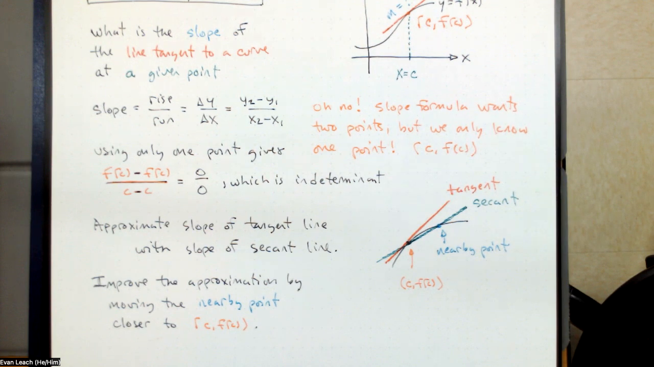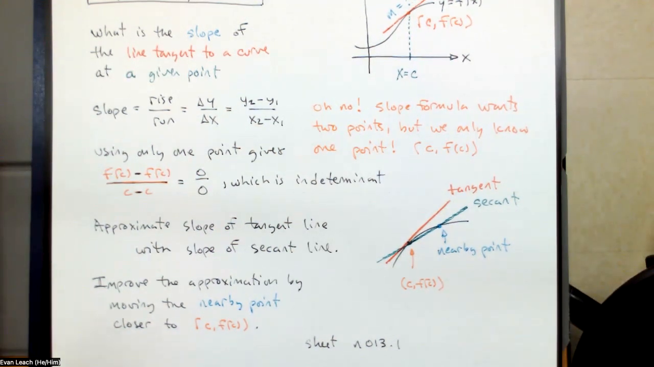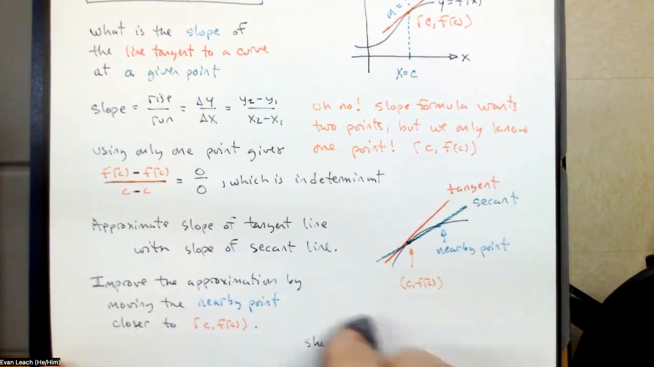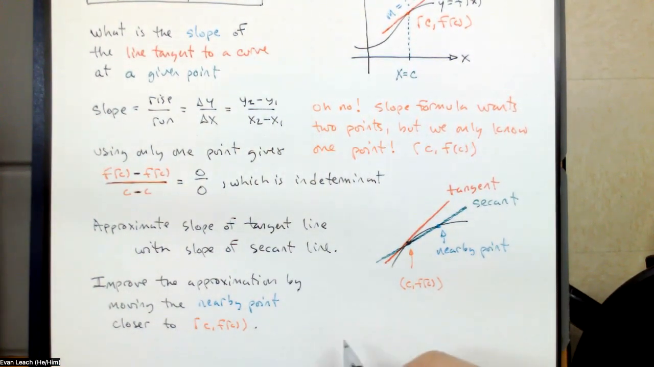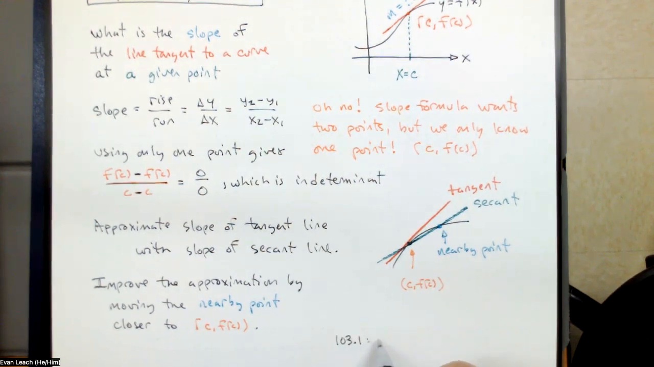All right, to this end, I have some problems for you to work on concerning this slope. So we're going to do, what's this? Actually, I didn't put the N in there. So I am going to pause the recording and I have some problems for you to work on.